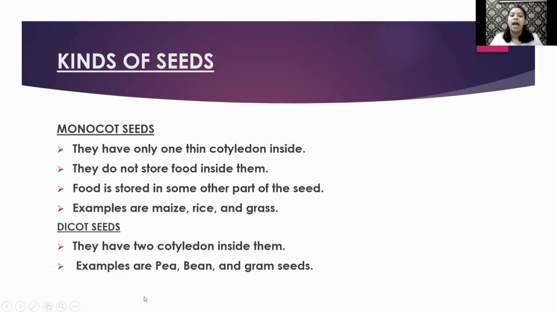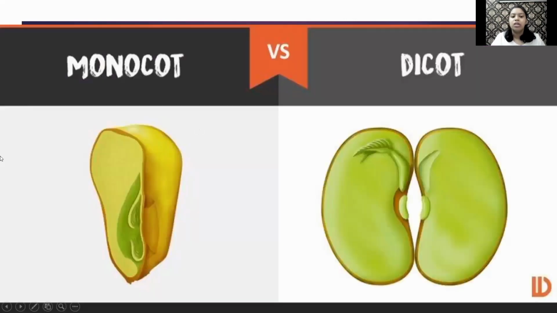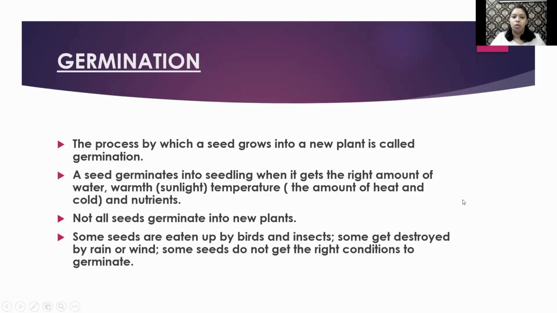Coming to dicot, they have two cotyledons present inside them. For example, pea, bean, gram seeds. Yes, when you peel a pea, you can see there are two cotyledons. That is, it is covered like this in two. So that is called dicot. Okay, can you see children? This is the monocot and this is the dicot seed. Yes? Okay.